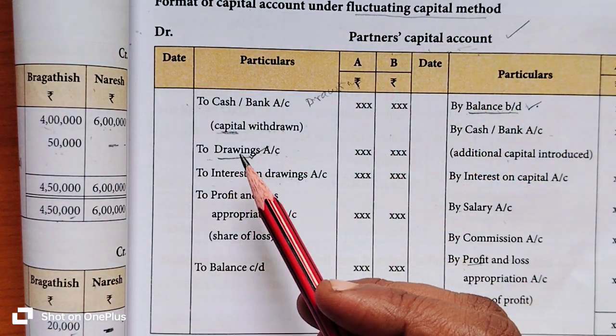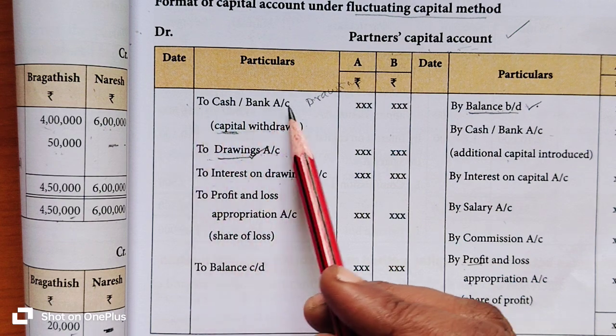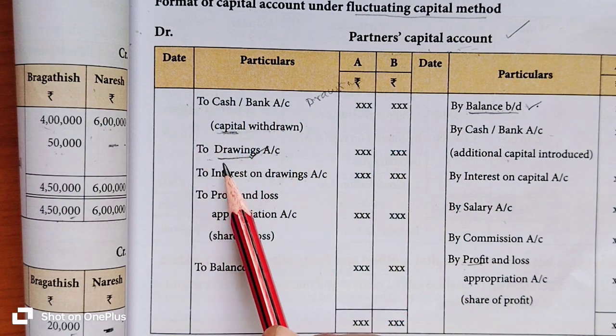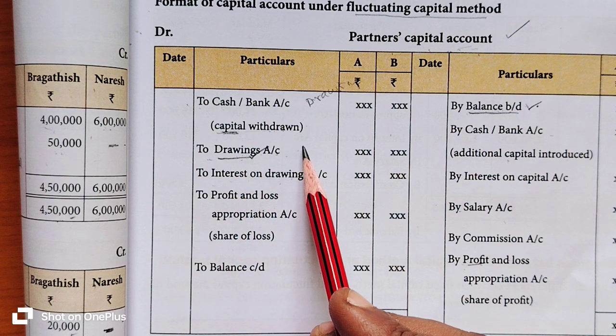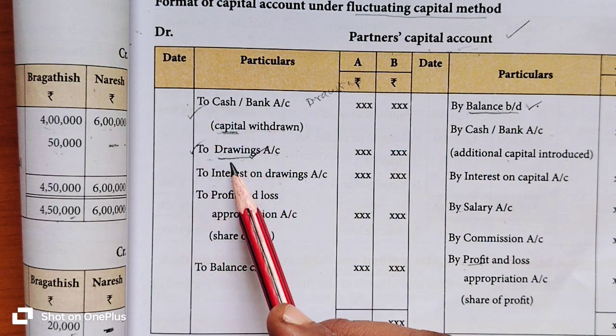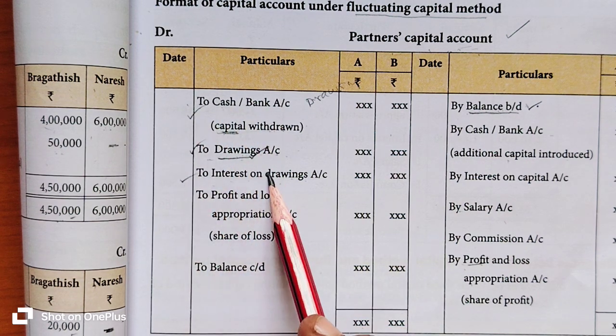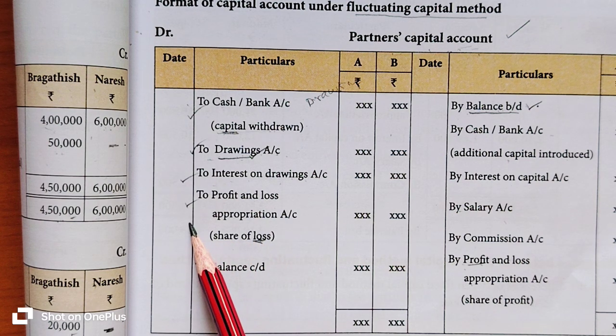And current account too. So listen, to cash account or to bank account for capital withdrawn, and if the partners take cash from the business for their personal use, you use the term drawings account, which appears on the debit side. Interest on drawings is to be recorded on the debit side, and if the partners get a loss, it is to be recorded on the debit side.